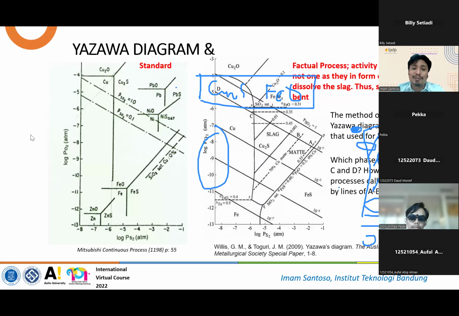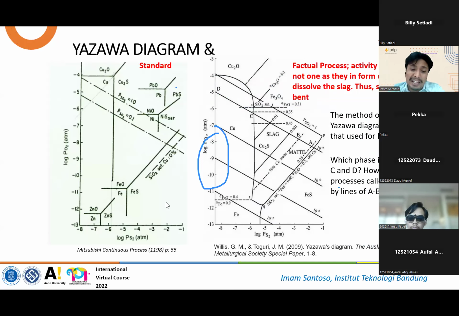Okay, this is another form of the diagram. If you change the axis, if you change the x-axis to log PS2, and the y-axis is log PO2, then it becomes the Yazawa diagram. It's all the same, okay, guys. It's from Gibbs energy. However, only the axes are different. The process to draw is the same as in the Kellogg diagram.